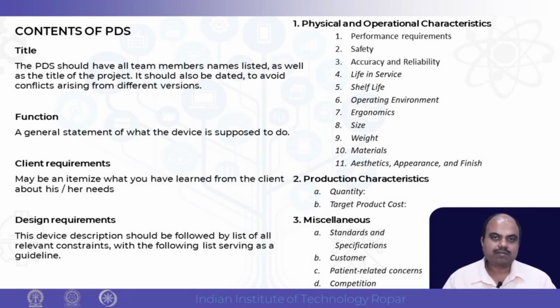Size of the product, size means what size, the weight, then materials, aesthetics, appeal, finish, what kind of finish we are going to have. Then quality, so production characteristics means quality. Then target production cost. This again I told, this is very important: the product has a certain value to the customer, but the customer is going to pay some price. So this price is very important. That is going to govern multiple things also.